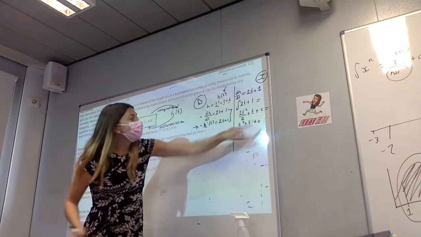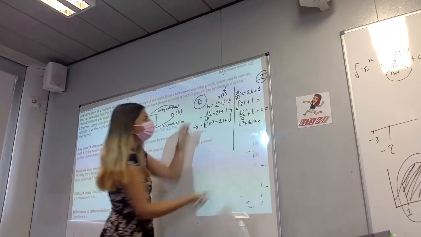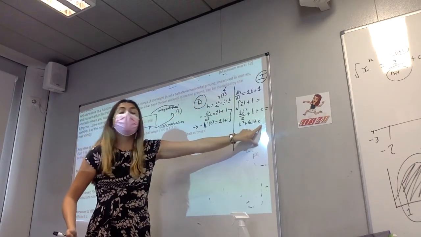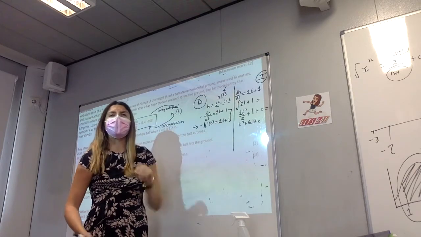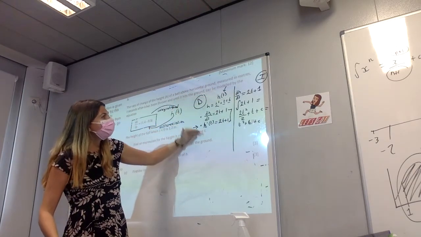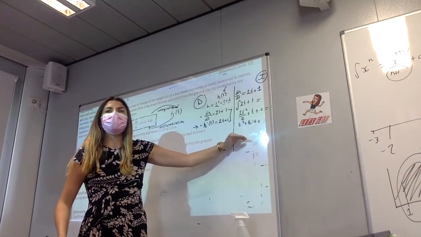The reason why we add the c is because when you differentiate a number, it disappears. So we don't know what that number's going to be unless we are given bounds. So this way round is the differentiation process. This way round is the integration process.